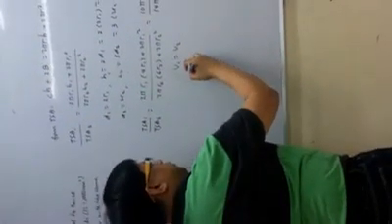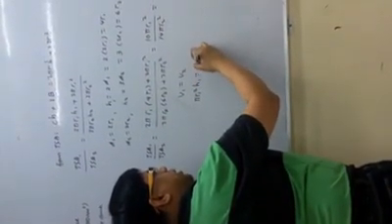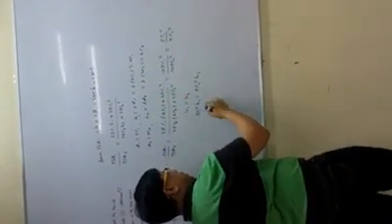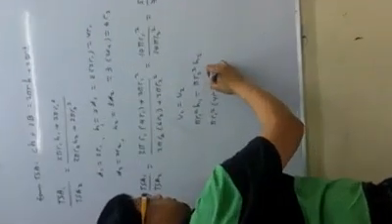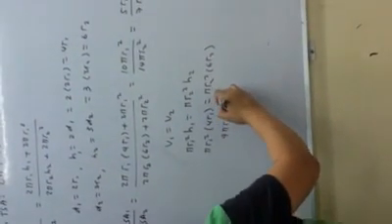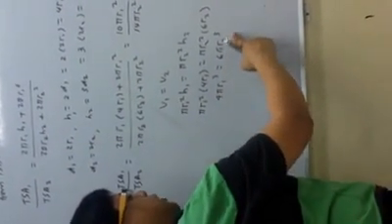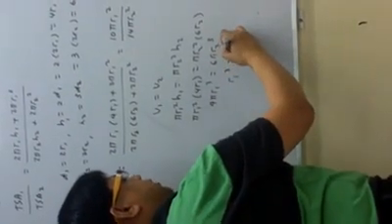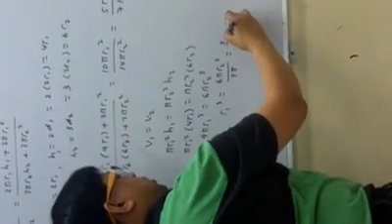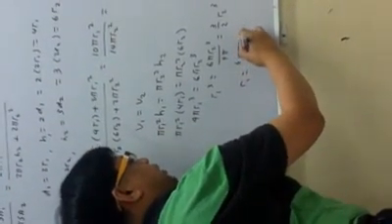What is V1? The base area, pi r1 squared, times the height, h1. For V2, the base area, which is pi r2 squared, times h2. And again, we replace h1 here by 4r1, and then h2 by 6r2. So it's 4 pi r1 cubed equals 6 pi r2 cubed. Solving for r1 in terms of r2, we have r1 cubed equals 6 pi r2 cubed over 4 pi. This is then 3 over 2 r2 cubed. So r1 is the cube root of 3 over 2 times r2.